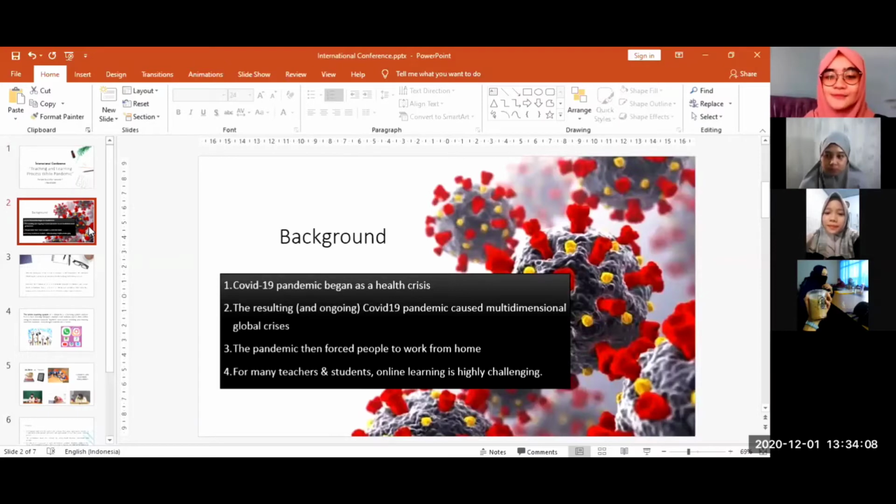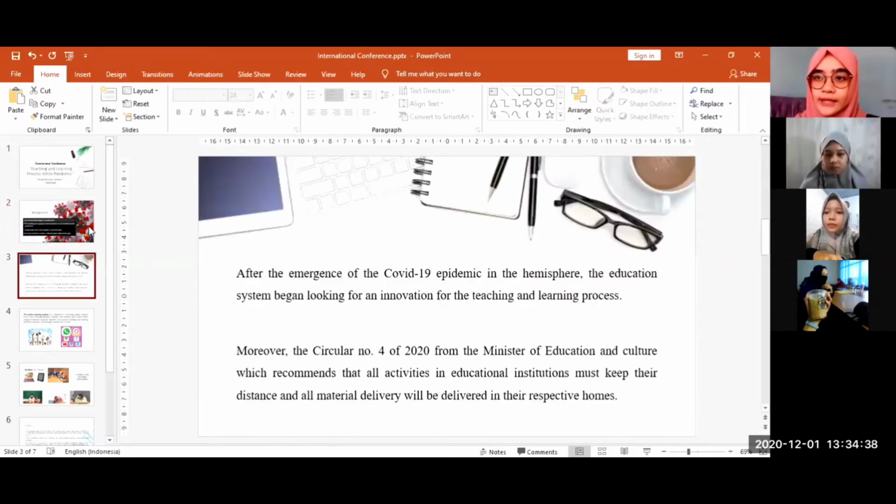Okay, so comes the background. First, we know that the COVID-19 pandemic began as a health crisis in the whole world. The resulting and ongoing COVID-19 pandemic caused a multidimensional global crisis, also in the teaching and learning process in the education sector. And the pandemic forced people to work from home. And for many teachers and students, online learning is highly challenging. I will tell you later why it is challenging.